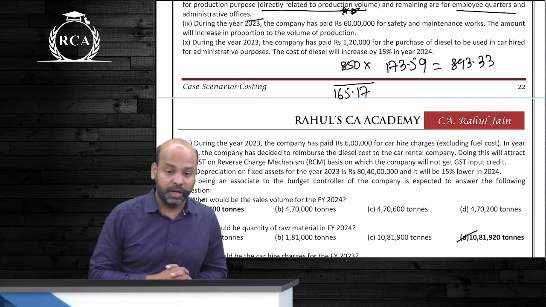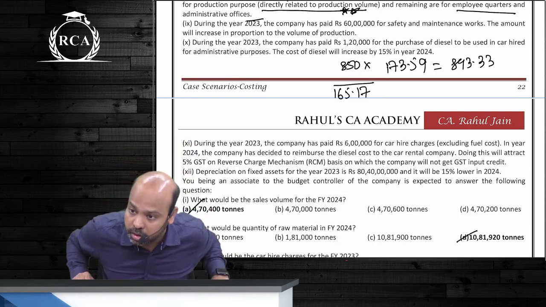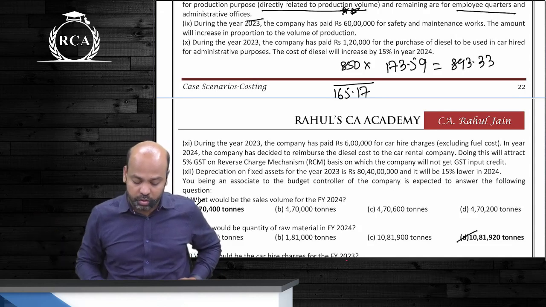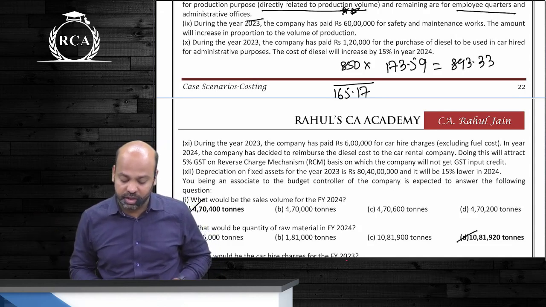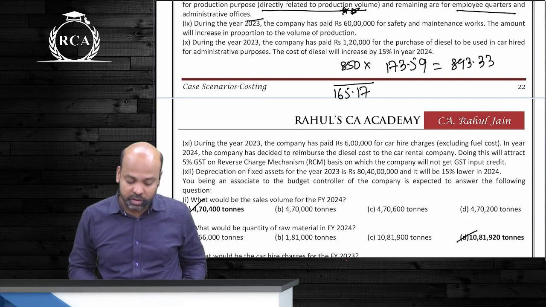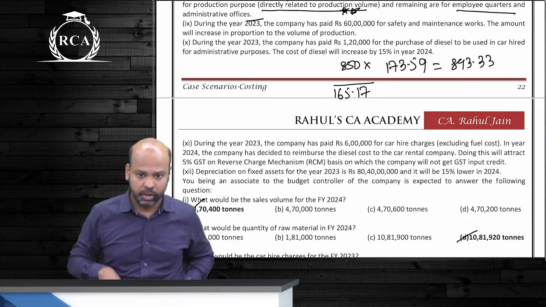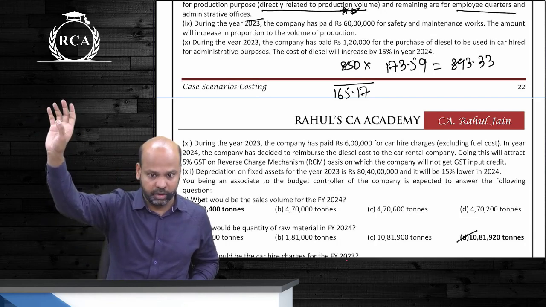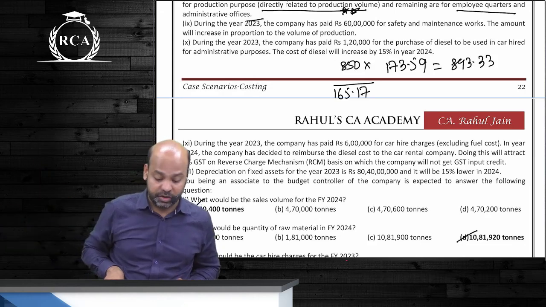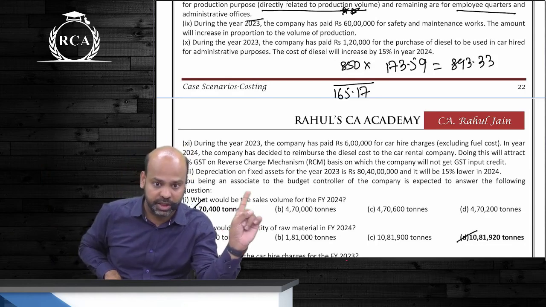So last year we paid 1,20,000 for purchase of diesel. We did not reimburse diesel. We only purchased. If you reimburse, then RCM comes, see ahead. During the year 2023, the company has paid 6 lakhs for car hire charges, excluding fuel cost. In the year 2024, the company has decided to reimburse diesel cost to the car rental company. That means let them pay diesel, you will only reimburse. Doing this will attract 5% GST on reverse charge mechanism. That means last year there was no 5% GST.